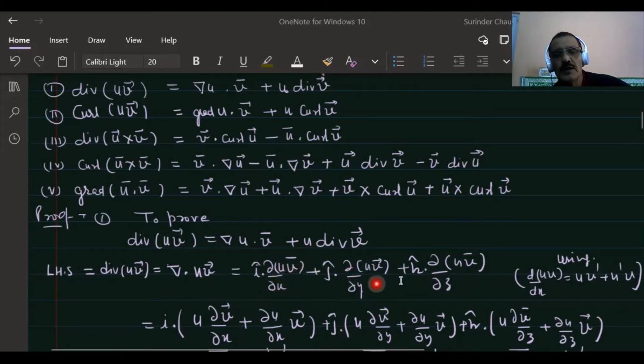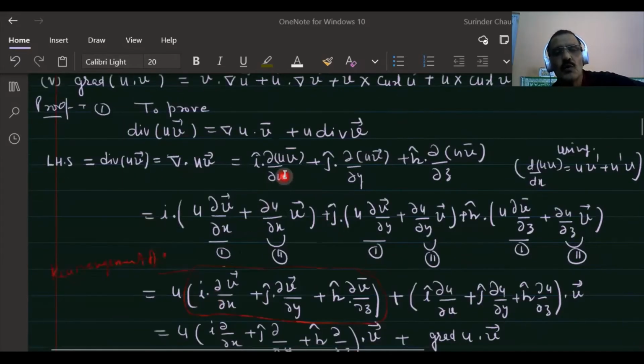They both are functions of x, y, z. So the derivative of a product is equal to first times derivative of second plus second times derivative of first. Then for each term, when you operate them: i dot u partial v vector with respect to x plus partial u with respect to x times v. Similarly j dot u partial derivative of v vector with respect to y plus derivative of u with respect to y times v vector, plus k vector dot u partial v vector with respect to z plus derivative of u with respect to z times v vector.